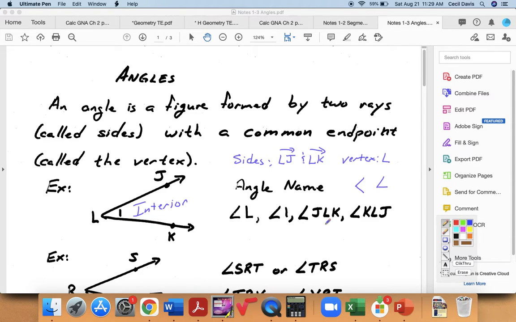Now, we can also name this by thinking about how you would draw from one side to the other. So if I drew from J to L to K, other than the part that extends infinitely on, I have the basic parts of the angle. So I could name this JLK. One side, the vertex, the other side. Or the opposite way, I could go from K to L to J. And if I did that, I would be tracing the major part of that angle. Again, one side, the vertex, then a point on the other side.